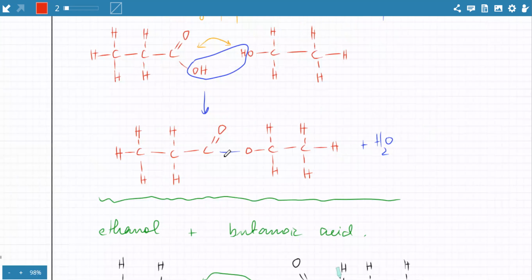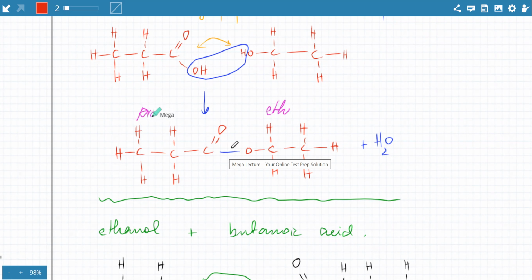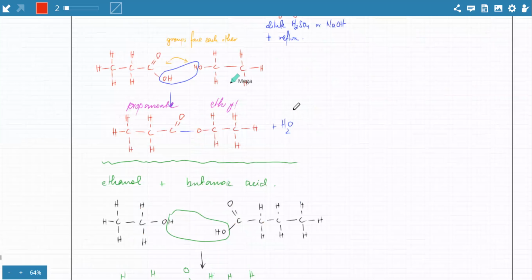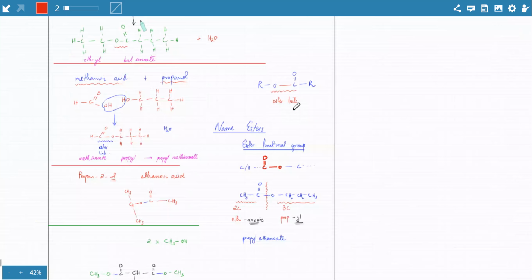What will be the name of this one? Okay, let's write on top: this side is eth and this side is prop. It is prop, 1 2 3, 3 carbon atoms on the left side. So there's eth and there's prop. And this single O side, that's yl. This one is oate, propanoate. The name of the molecule would be ethyl propanoate. So that's how you're going to try and name esters.